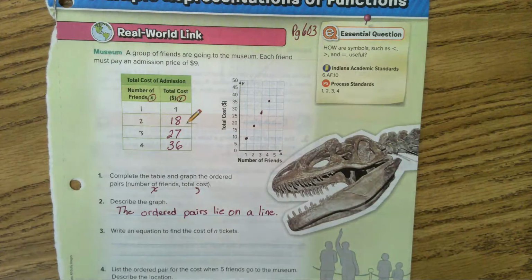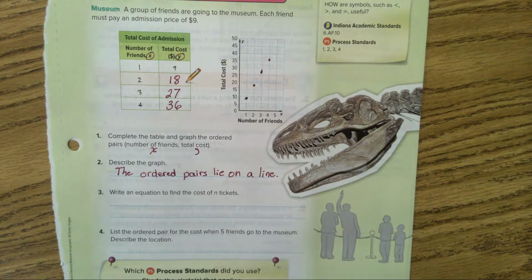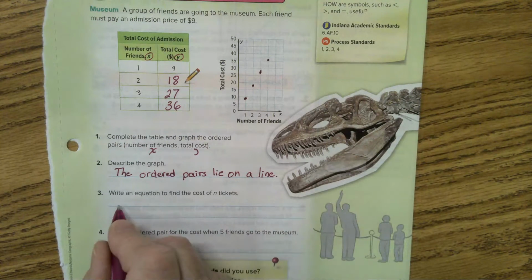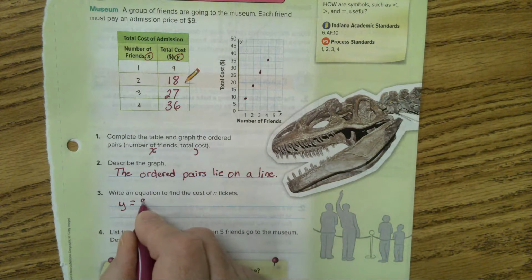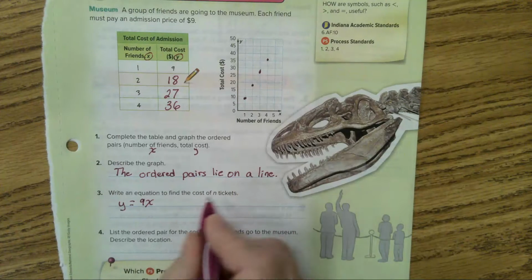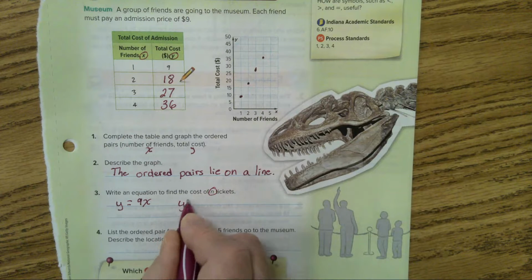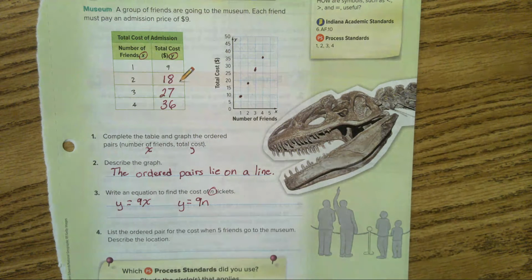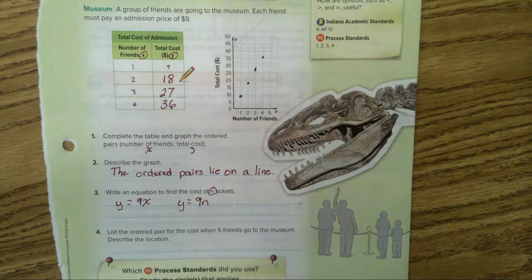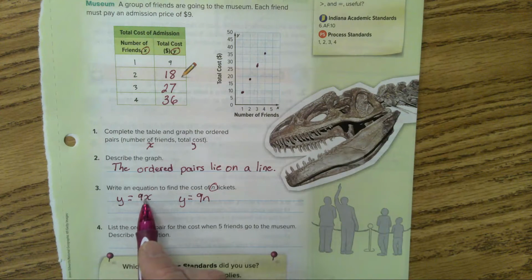Number 3, write an equation to find the cost of N tickets. Okay, so Y equals 9 times X. Oh, they want us to use N, excuse me. Since they want N, we should write Y equals 9 times N, where Y represents the total cost and X represents the number of friends. I like the idea better here with X as opposed to the N.